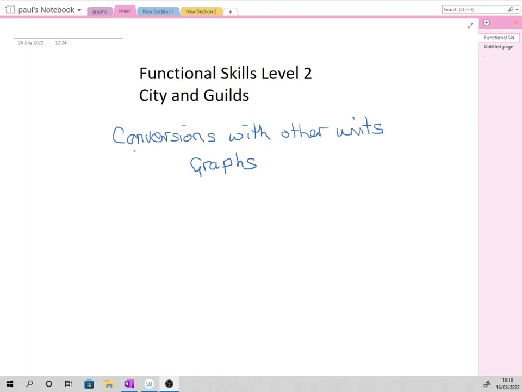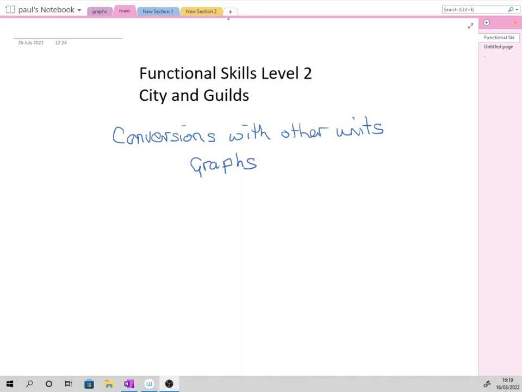Right, here we go. Another conversions lesson. This one on other units. What are the other units? Well, we've done weight, capacity, and length. Other units could be money when converting between two different currencies. So we'll have a look at those, and then in the second half, we'll look at how to do it in a graphical form.